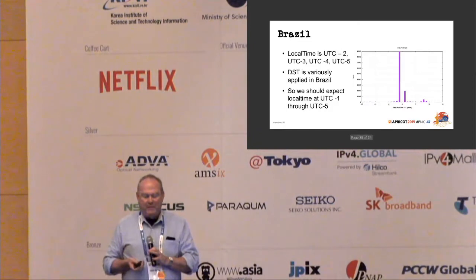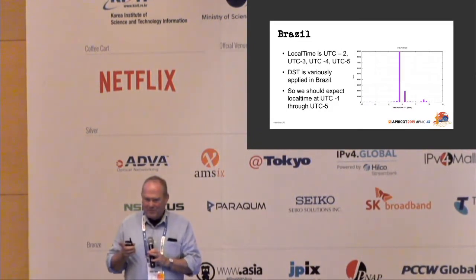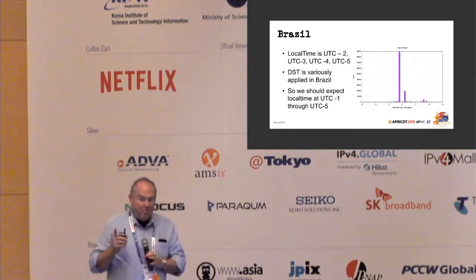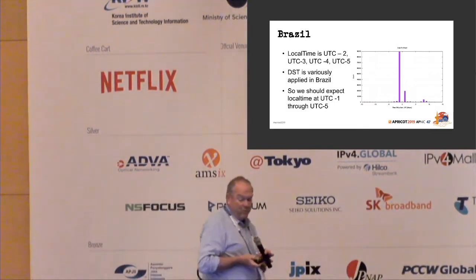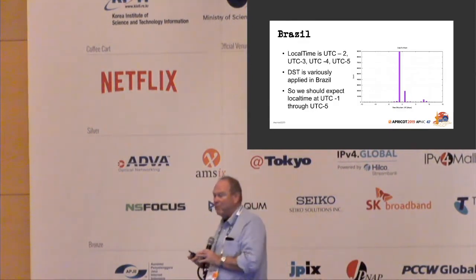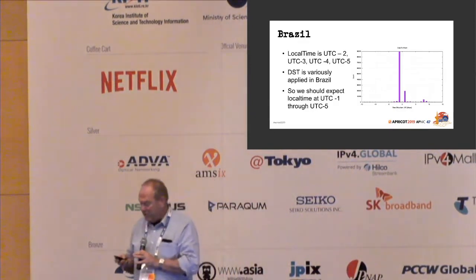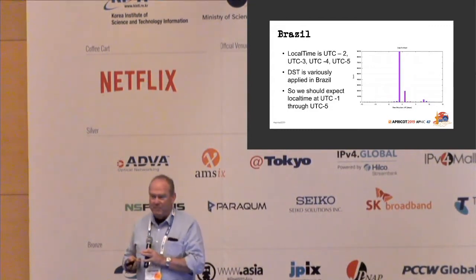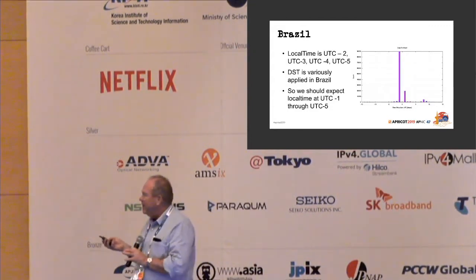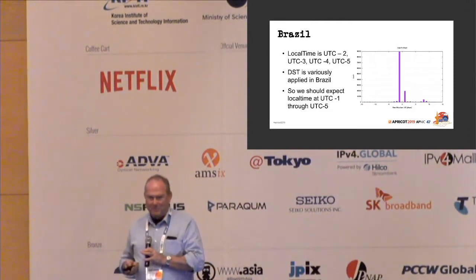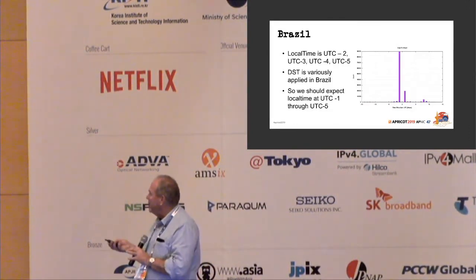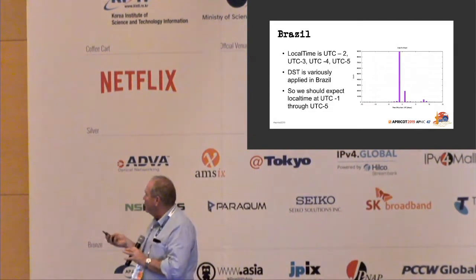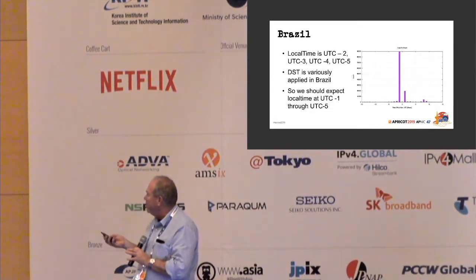So let's take one. This is Brazil. The local time, because Brazil's a big country, spans -2, -3, -4, -5. But most people live in -2. And most people in Brazil have daylight savings time. And this was done in southern summer. And so I expect a peak at UTC -1. And yes, local time and UTC time are getting really confused in Brazil.